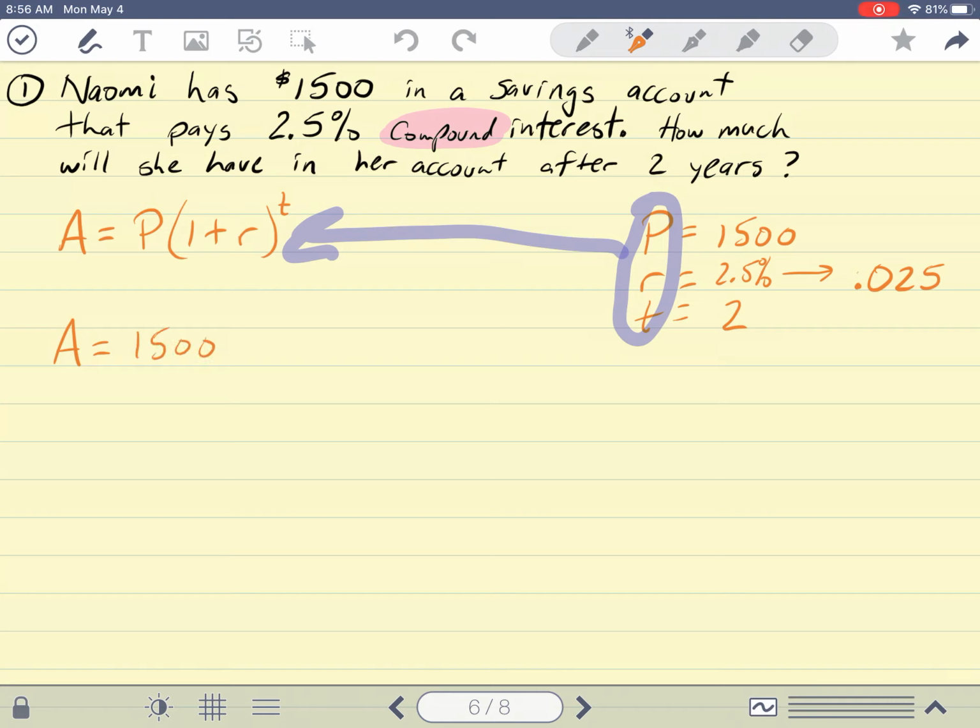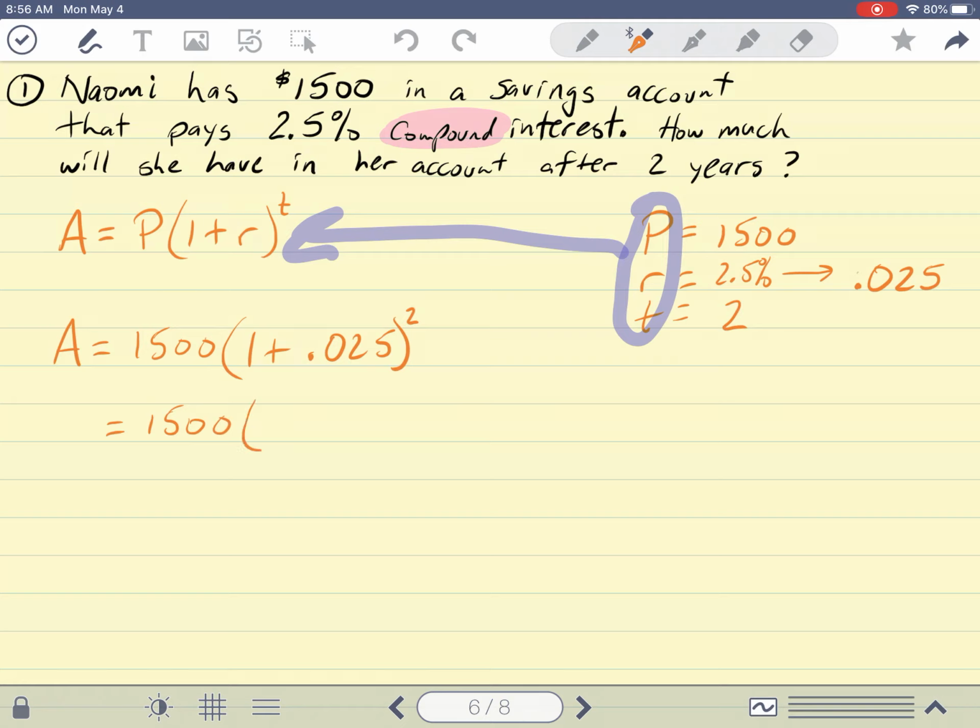So 1,500 times 1 plus 0.025. That little T, remember, is not just out here on the side, that 2 is up here in the exponent place. And we've talked about this. I know it's been a while since we talked about it, it was last fall. Okay, so now we're going to simplify.